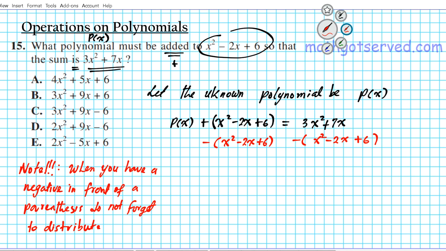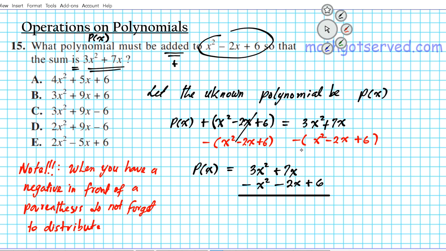Okay, all right, so let me show you what I'm talking about. P of x is going to be, now these two are opposite, so they add up to 0, equal the difference between these two. So we have 3x squared plus 7x. All right, and then we have negative x squared minus 2x plus 6. Now take a look at this for a second. Is that correct? Does that agree with what I mentioned here about not forgetting to distribute? The answer is no, this is wrong, okay?